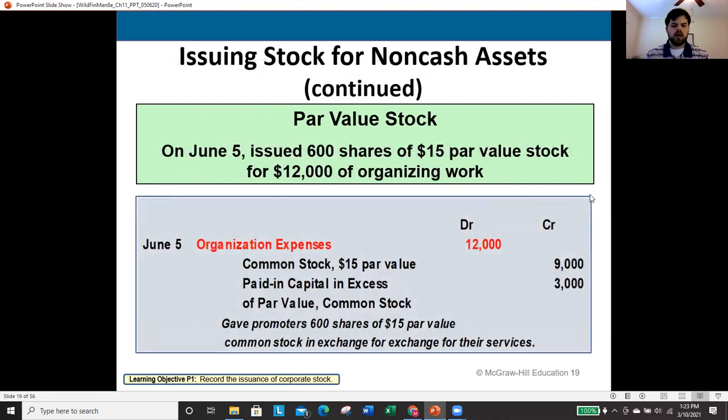Now, what happens if I actually have to pay somebody for work that they've done, but they don't want cash, they want shares of stock? So in this case, we see on June 5th, we issued 600 shares of $15 par value stock for $12,000 of organizing work. So in this case, that would be an expense that I'm dealing with. I didn't receive an asset. I actually received work that was done for me, which is an expense. So I'll debit organizational expenses for $12,000. I'll send through the par value to common stock and the excess to paid-in capital in excess of par value.